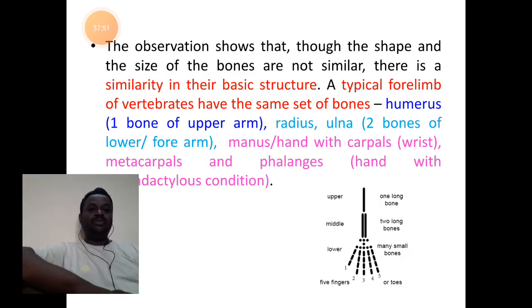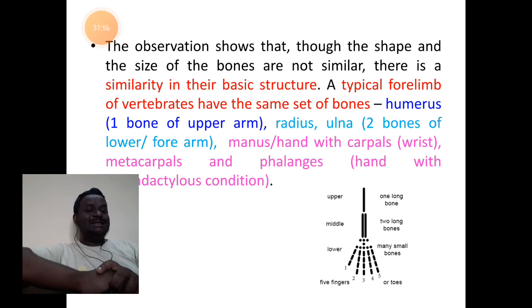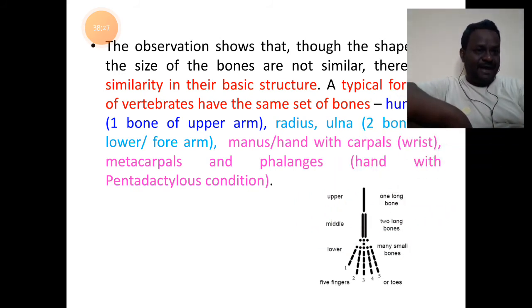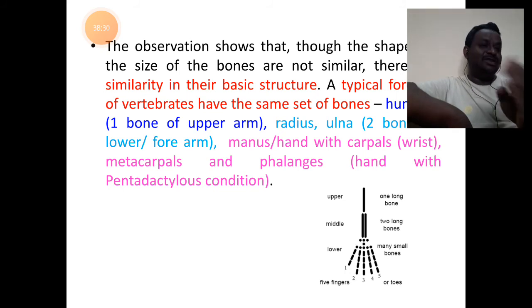As I told you, the basic forelimb pattern, the plan showing a typical forelimb plan, is a single upper bone called the humerus, two bones called the radius and ulna in the forearm, the manus containing carpals at the wrist portion, metacarpals at the palm portion, and phalanges in the digit portion. So pentadactylous limbs are present. This is how the arrangement is, what you see in the picture below.